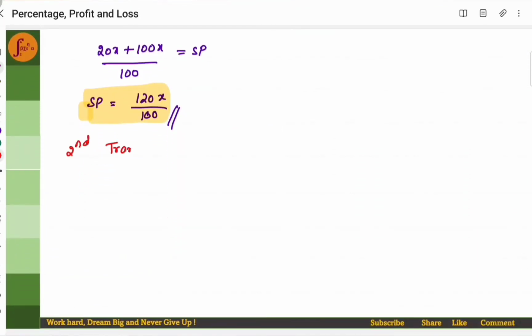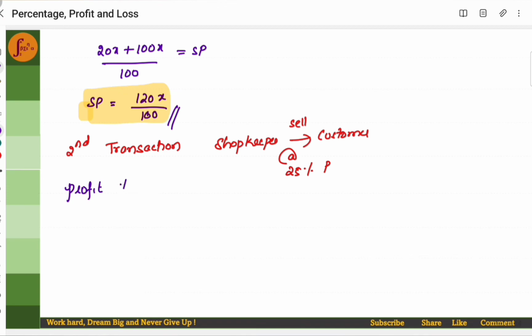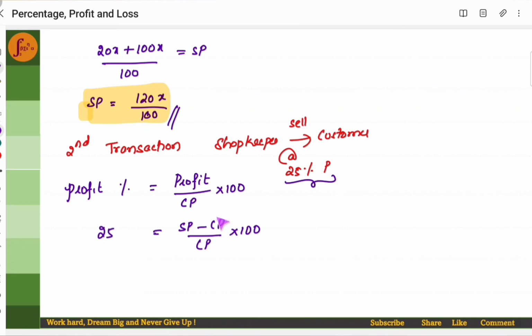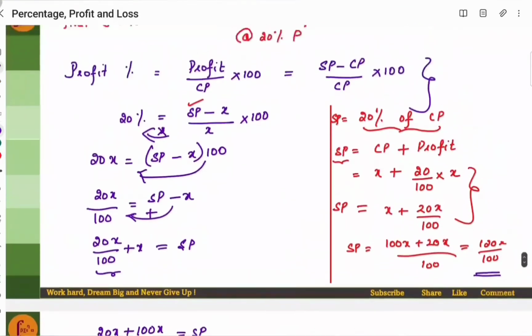Second transaction is shopkeeper sells to customer at 25% profit. So now what I'll do, same step. Profit percent is equal to profit by cost price into 100. Profit I will write as SP minus CP by CP into 100. Profit percent is 25%. Right? Now how do I get the cost price? I can't put x here. Right? In this transaction I put cost price as x.